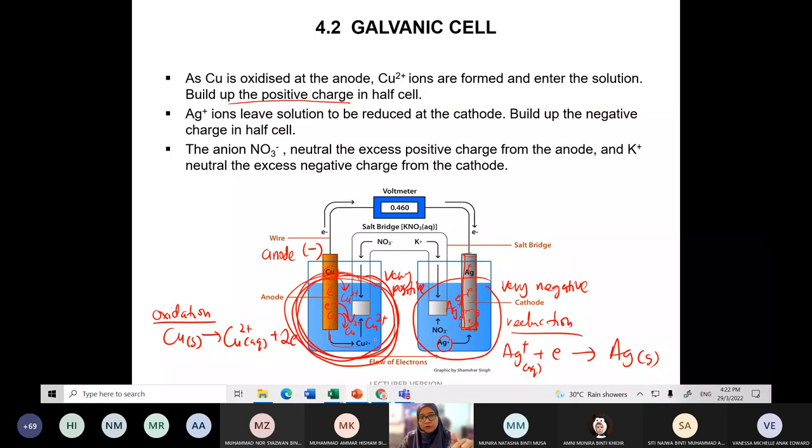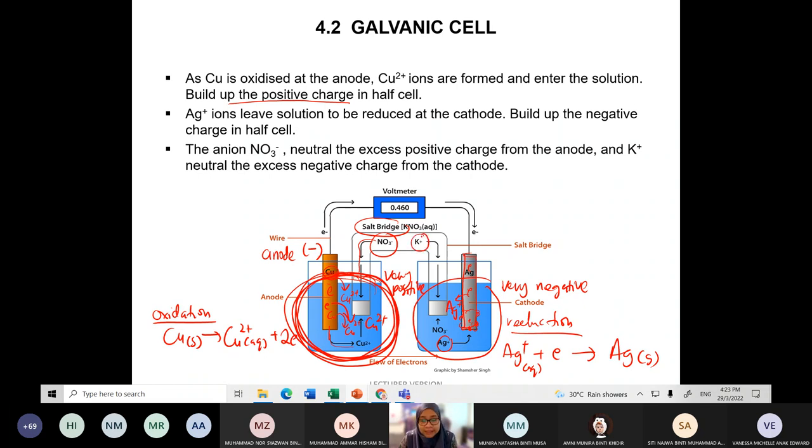So in order to solve this problem, we add in K plus ataupun we add in potassium nitrate ataupun the salt bridge. Okay, so this salt bridge, the purpose is to neutralize the charge build up. So as you can see, this is very positive, kan? So the negative ion from the salt bridge will get into this half cell to neutralize, because the negative charge can, and NO3 minus will be moving into this half cell to neutralize the charge build up.